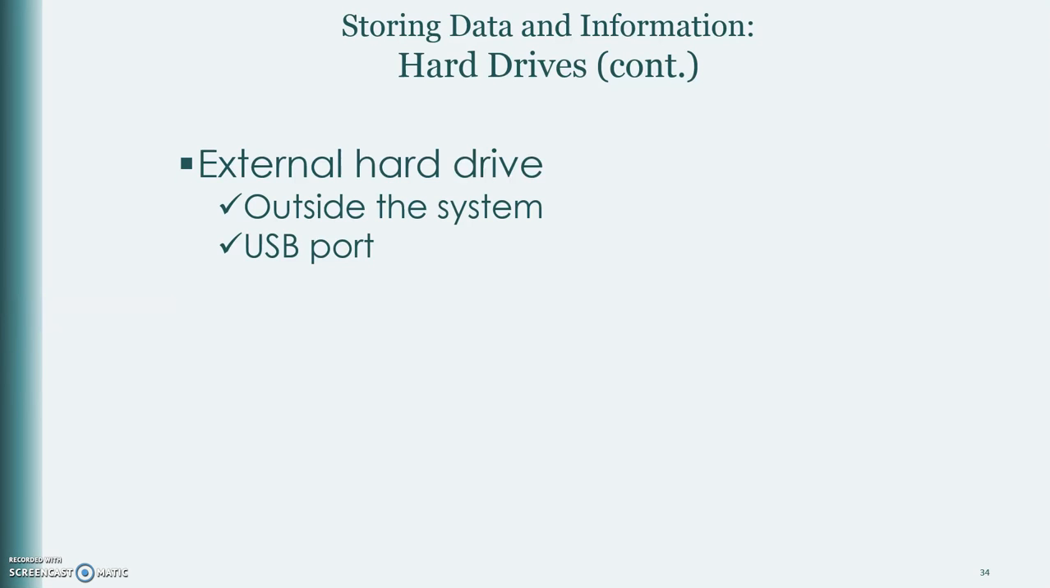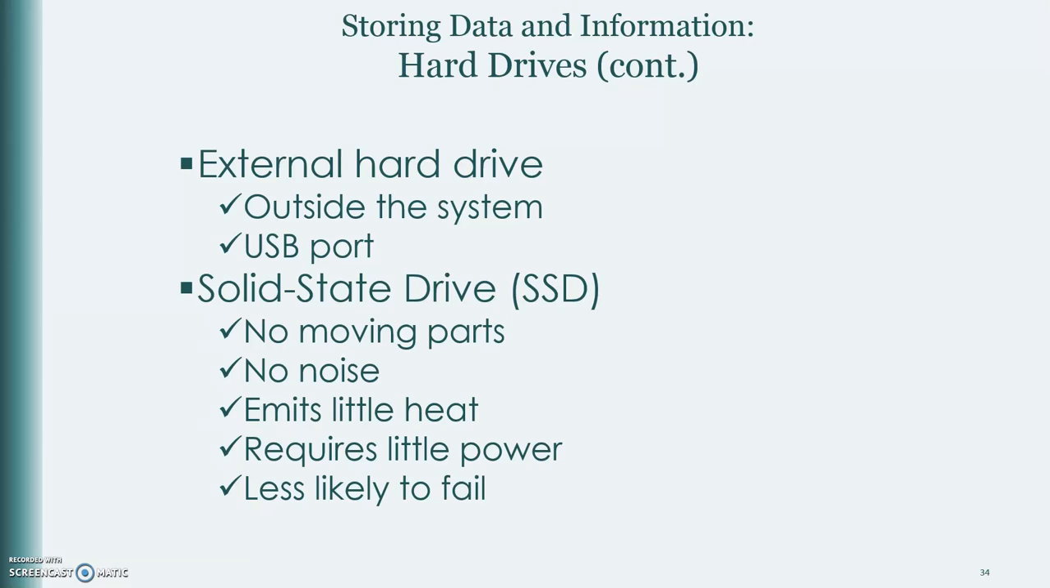Again, the most common type of hard drive has movable parts: spinning platters and a moving arm with a read-write head. Those can fail and lead to disk failure. That's why they came up with solid-state drives, SSD for short. They have no moving parts, make no noise, emit very little heat, and require little power, so they're less likely to fail.